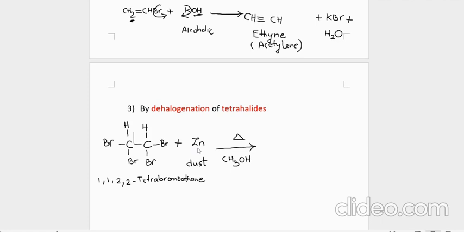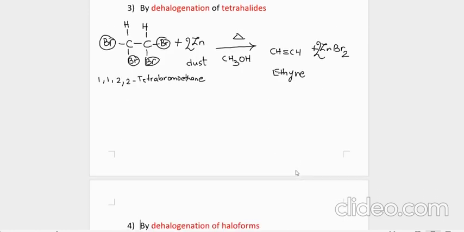Now you can see you have two molecules of zinc which react together. Zinc is going to react with Br. So you have a total of 4 Br. Zinc and Br together will be removed as ZnBr2. Okay, so these are the two molecules of ZnBr2. Whatever will be remaining, that is CH triple bond CH, that is your ethyne, that is your acetylene. So this was our third reaction, by dehalogenation of tetrahalides.